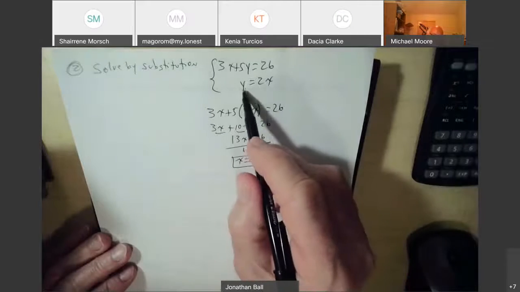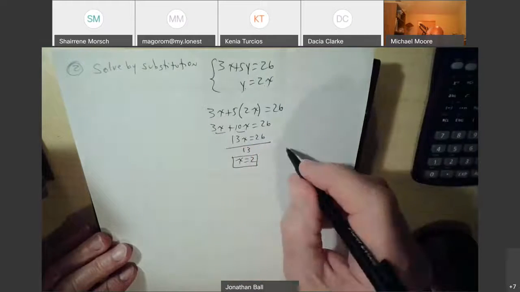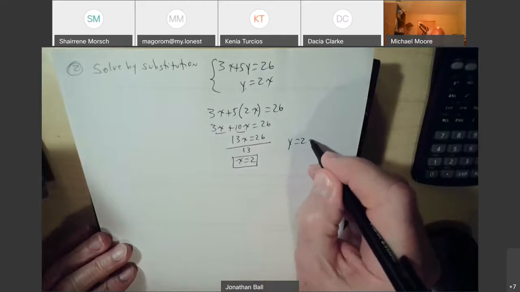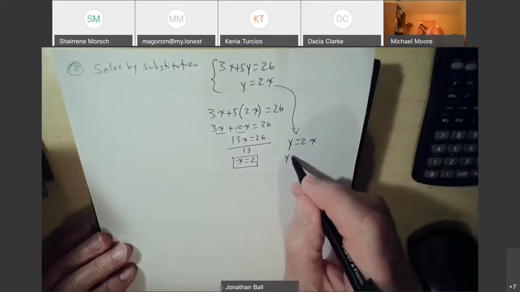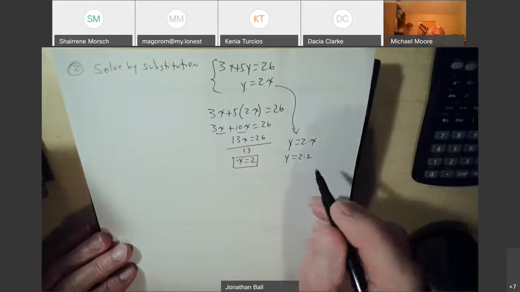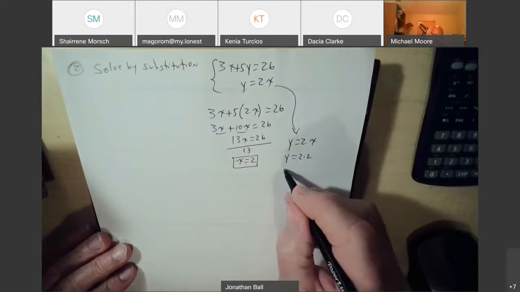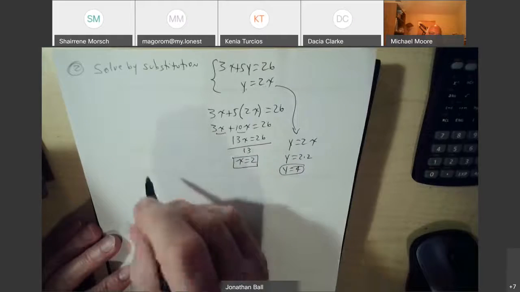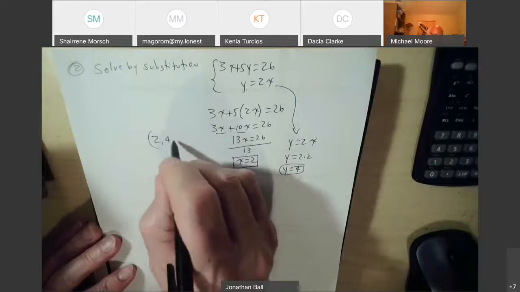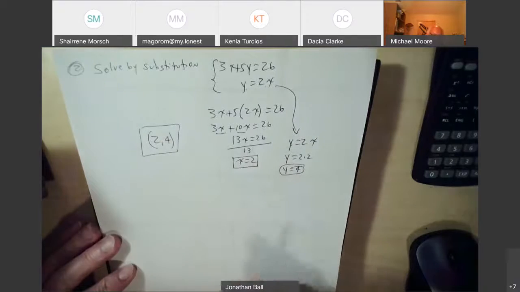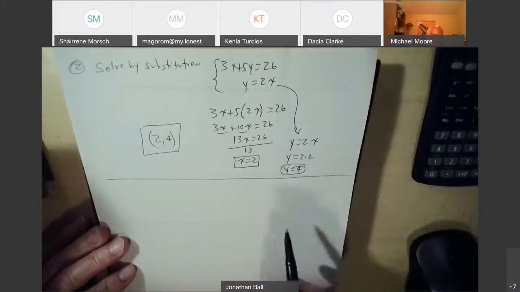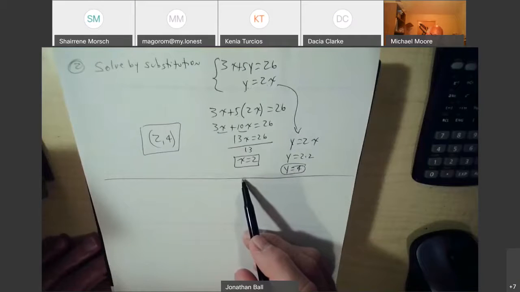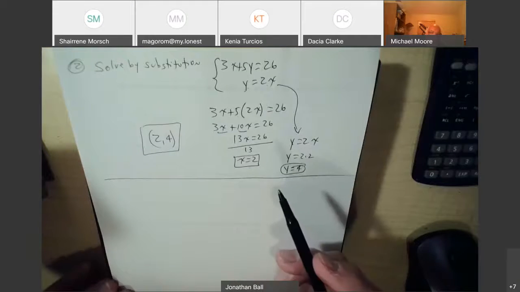Now again, this one's already solved for y. So let's use this one. Y is 2 times x. So y is 2 times 2. 2 times 2 is 4. So our solution is 2, 4. Can you see how much easier the elimination method is than this misery?